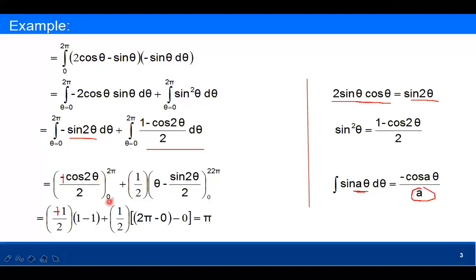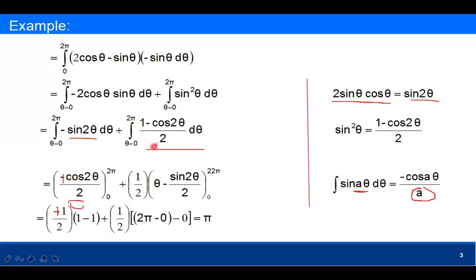So between the limits 0 and 2 pi, cos 2 into 2 pi, that is cos 4 pi, minus cos 0. Cos 4 pi is 1 and cos 0 is also 1. Therefore 1 minus 1 is 0. So this total term is 0.